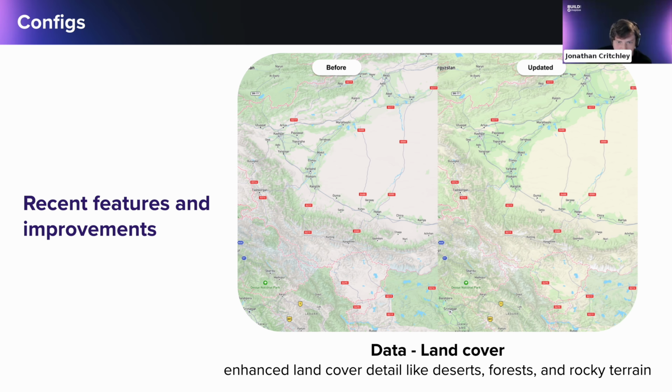We've also recently enhanced land cover details like desert, forests, and rocky terrain. At low zoom levels, it's now much easier to distinguish between terrain types, improving usability for off-roading, traveling, hiking, and fitness applications. So as you can see, there are many different updates and changes that we've made to this base map that seamlessly update over time without users having to intervene.